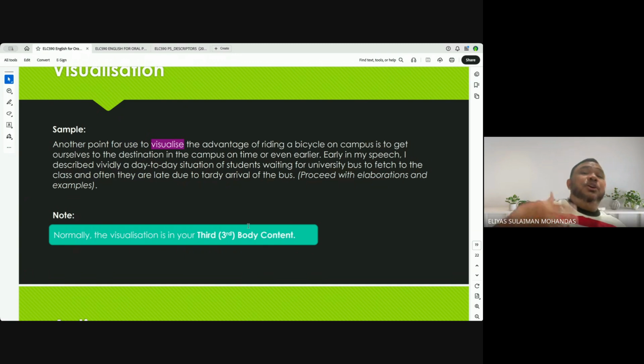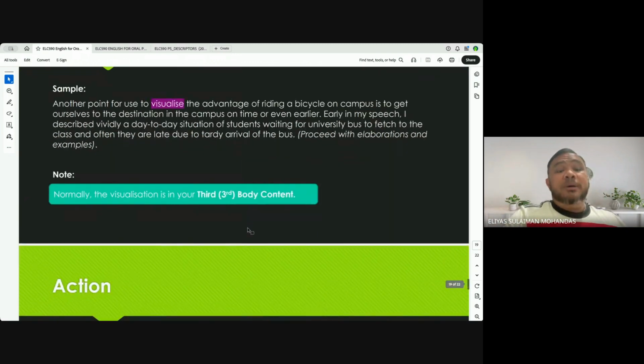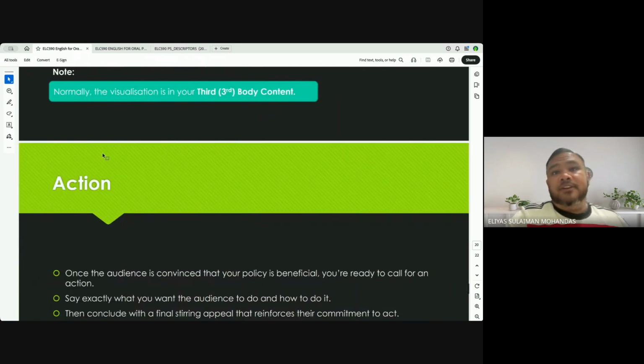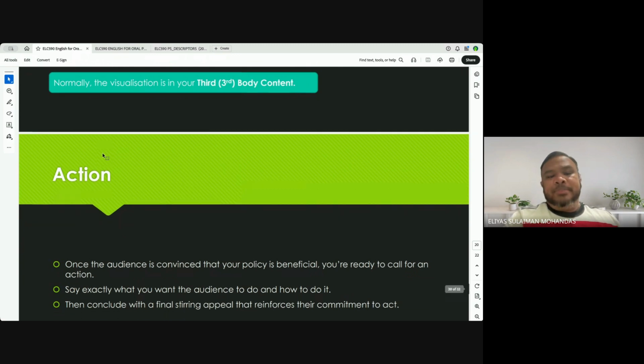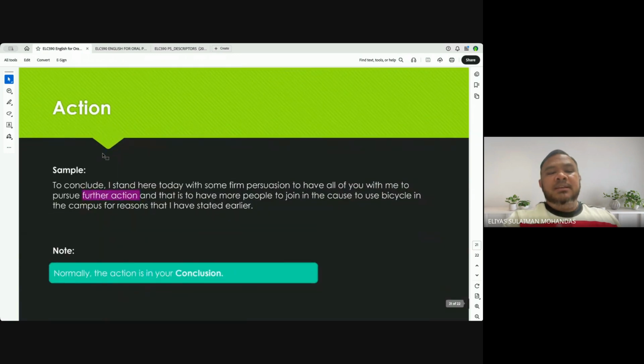And in your conclusion, you must integrate the fifth element or the fifth sequence, which is action. So how did I do it? So this is how to conclude. I stand here today with some firm persuasion to have all of you with me to pursue further action. And that is to have more people to join in the cause to use bicycle in the campus for reasons that I've stated earlier. Right?